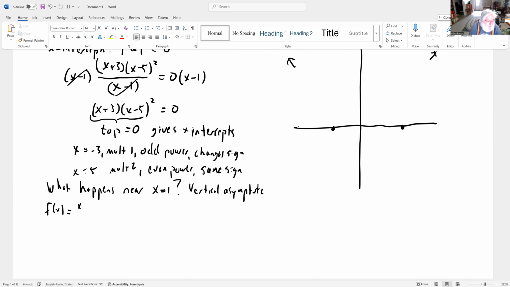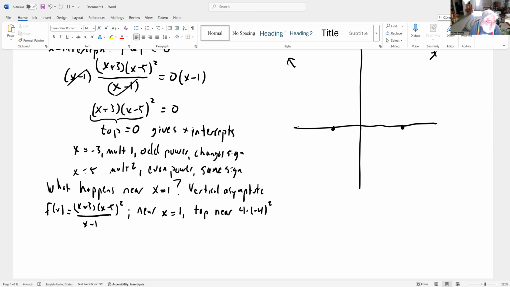Our function is x plus 3 over x minus 5 times x minus 5 squared over x minus 1. So near x equals 1, the top is near 4 times minus 4 quantity squared. So if we just plug in 1 into the top, we get 4.